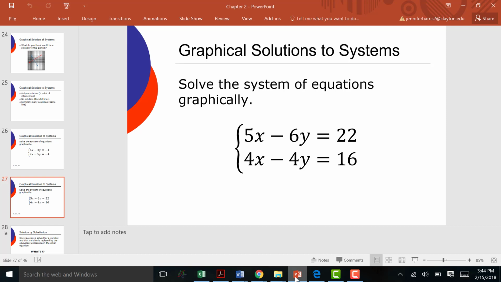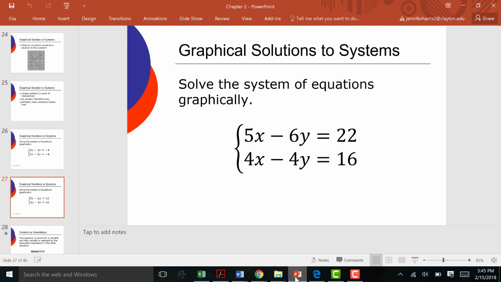Did everybody get the same answer? What's the answer that you got? 2, -2? Yeah. I want to make sure everybody got the same solution. Anybody questions about that? No.